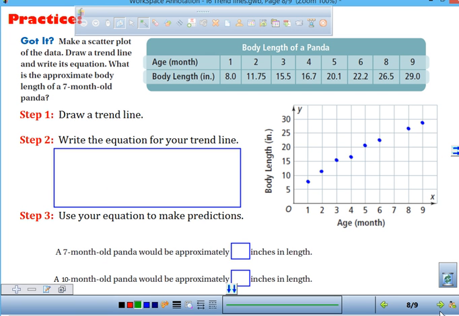Now we're talking about our same panda, but instead of weight, we're talking about the length in inches. So how tall he is. Okay. I made the scatter plot for you. You draw your trend line in. When you draw a trend line, the trend line has to be a straight line, so you need to get a straight edge for your trend line. Okay? Straight edge.